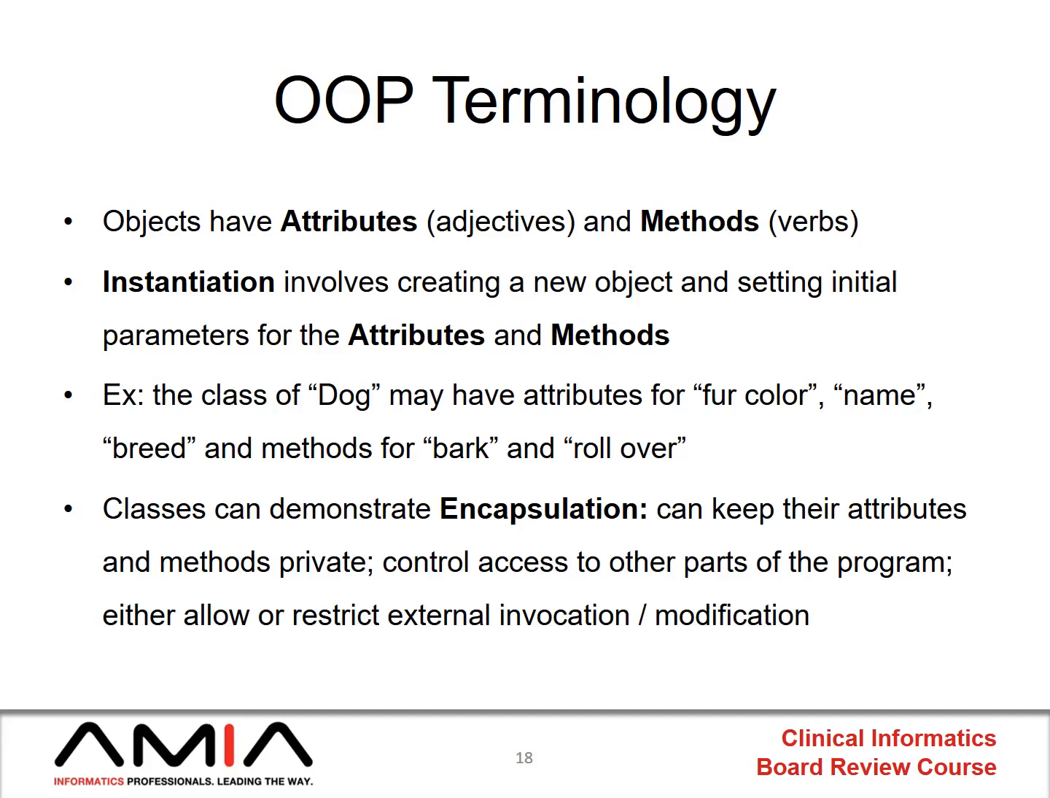Classes can demonstrate something called encapsulation. And encapsulation is the idea that the class can be defined in such a way that not all of the attributes or methods can be accessed by outside objects. In other words, the class has the ability to control the access, whether it's the invocation of those methods or the modification of those attributes. And this becomes very vital in object-oriented programming. Another note about these slides, all of the terms that are in bold are special definitions that are unique to object-oriented programming and that are eminently testable.